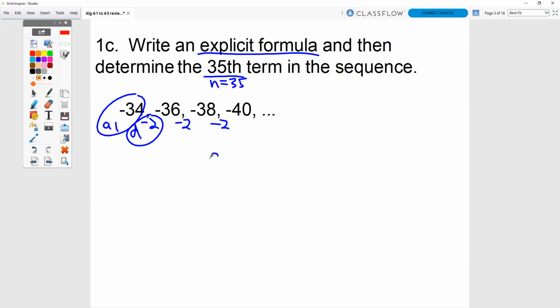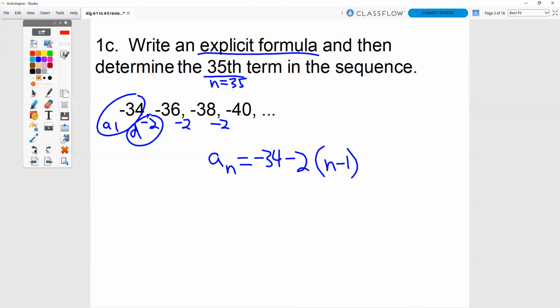The term that you want for the explicit formula is a sub n equals the first term, -34, plus your common difference. Now we're not going to do plus, we're going to do -2, because it's -2 times n minus 1. Type that right into the calculator.